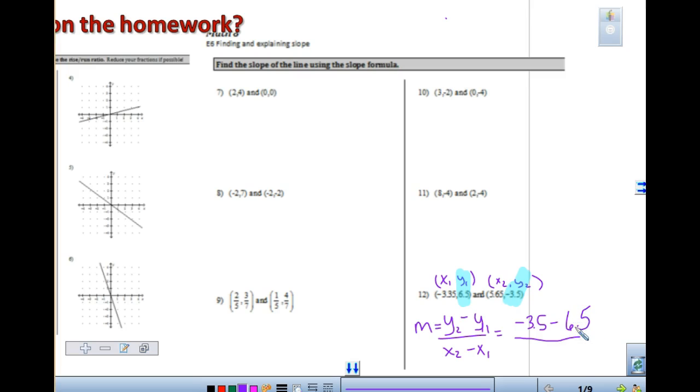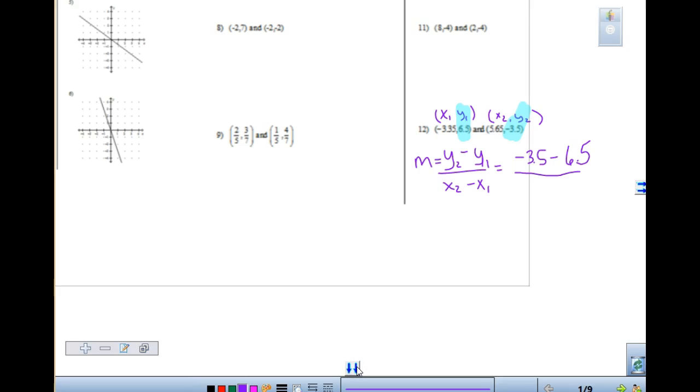Okay? Now I'm looking at my x sub 2. My x sub 2 would be what, Nikita? 5.65. Minus that, and my x sub 1 is? 3.35. And it is a negative, right? So we have to put minus, and then it's negative 3.35.